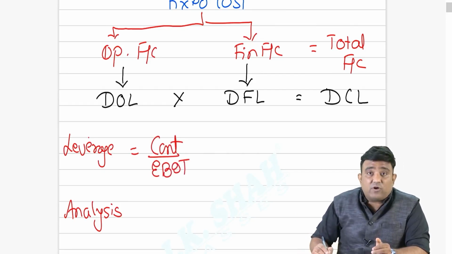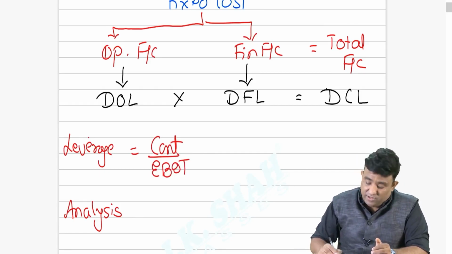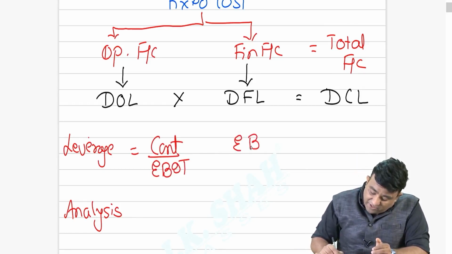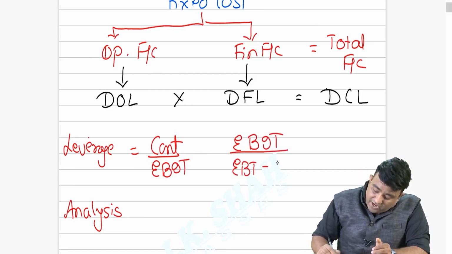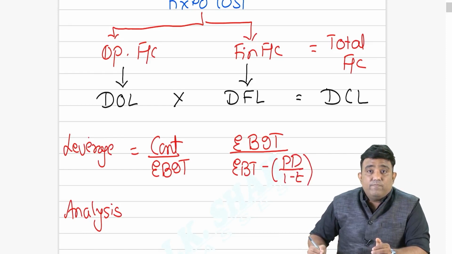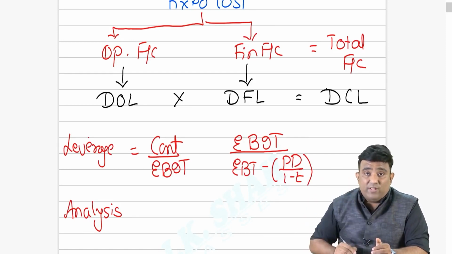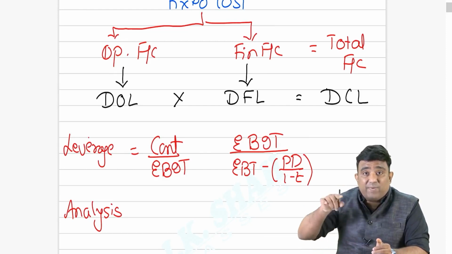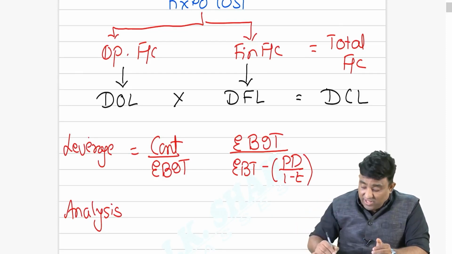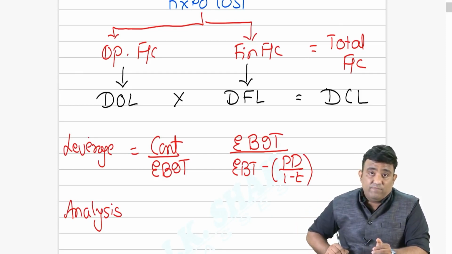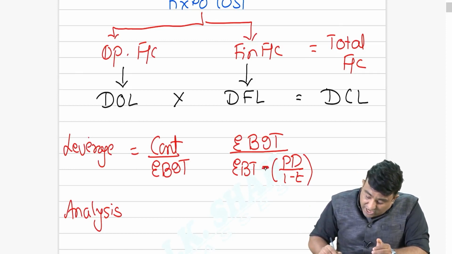In the same way, financial fixed cost is interest and preference dividend. If I talk about the up and down of interest and preference dividend, it is going to be EBIT upon EBT. But remember, very important, it is PD upon 1 minus T. Do you remember this? The majority of students only remember EBIT upon EBT, but that is only when preference dividend is not applicable. What if preference dividend is applicable? We add PD upon 1 minus T in the formula, and that addition is considered to be a deduction from EBT.